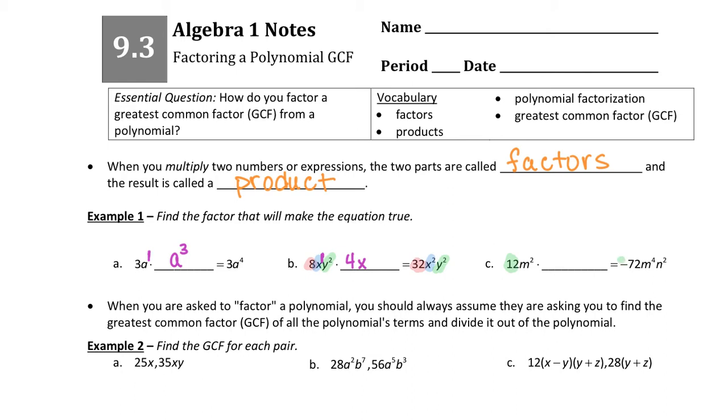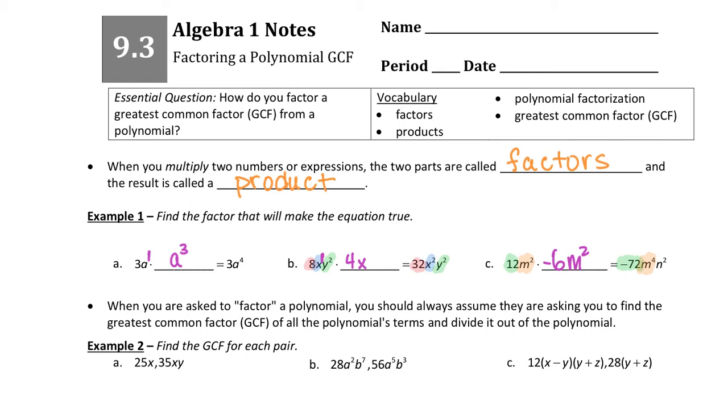So I've got that 12, like I was saying, and we've got this negative 72. And what times 12 would give me negative 72? Well, first off, I'd need a negative number, and it's going to be negative 6. Then I would take a look at this m squared and see that I've got m to the fourth, and so I will need another m squared. So 2 plus 2 would give me that 4.